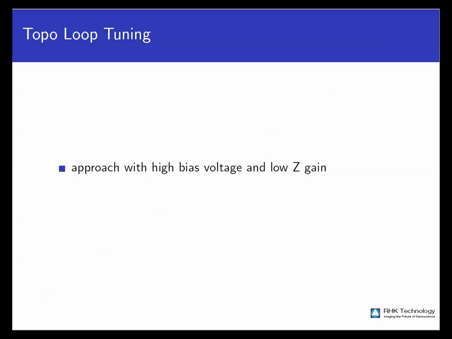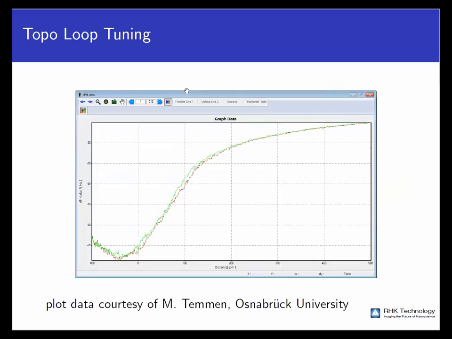Once you're in the vicinity of the sample, I recommend that you do a delta F versus Z curve. This allows you to choose a delta F set point that the system will work on then. The delta F versus Z curve looks like this. What you do is you pull back the tip to a certain distance, in this case 500 picometers, and disable the Z feedback loop. And then you sweep the tip in a controlled way into the sample.